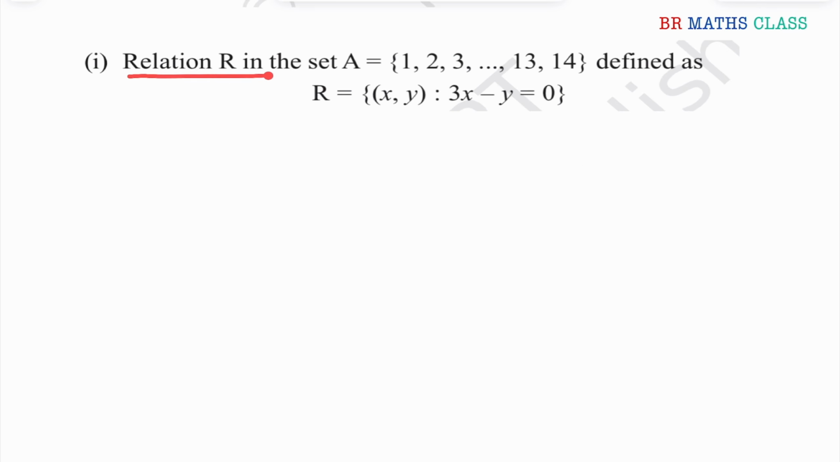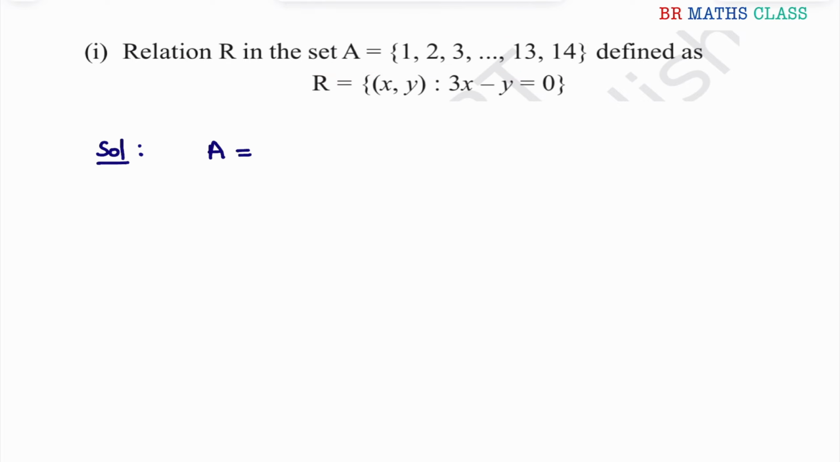They have given R is a relation on set A. That means they have given set A here. First point, you write that one. What is set A? Set A is 1, 2, 3, 4, like that up to 14. This is the given set.